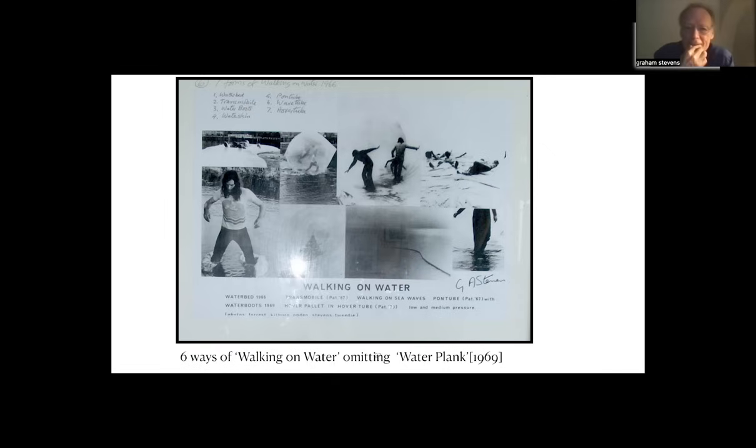But these are the six other ways of walking on water: the waterbed, the Transmobile, water boots, a hovercraft inside a tube as a hover tube, or a tube at sea, walking on the waves, you're walking on ocean waves, or walking on still water, all very different sensations.